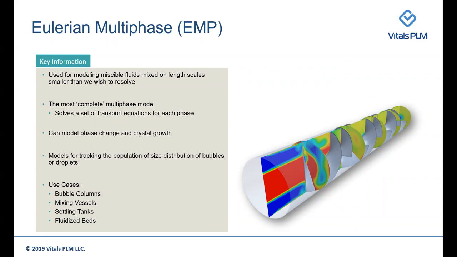And within the all-in multiphase model, there are submodels called population balance models for modeling the size distribution of the dispersed phase. Use cases for the all-in multiphase model are bubble columns, mixing vessels, settling tanks, and fluidized beds. These population balance models for modeling the size distribution of bubbles can also help include effects such as collisions and breakup of the dispersed phase. The two models available in STAR-CCM+ are S-gamma and E-music. We're going to see these two models in detail in the upcoming slides.